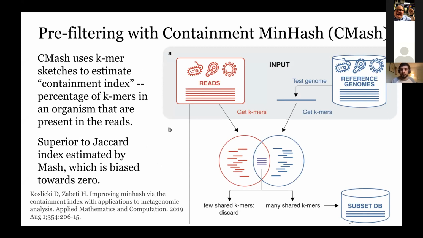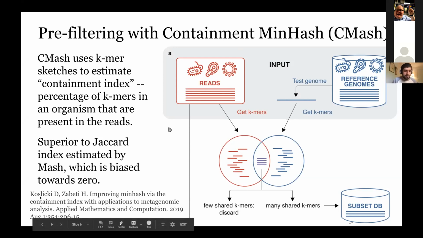The first and probably most important step is our pre-filtering stage. We use a containment min-hash concept, which is called CMash. That's how you pronounce that. CMash uses K-mer sketches to estimate the containment index, which you can think of as the percentage of K-mers in an organism that are present in the reads. It's related to the Jaccard index, which is the proportion of K-mers in the intersection of two sets over the union of the two sets. A method that estimates that is called Mash. So that's where the CMash name comes from, except it's containment index.